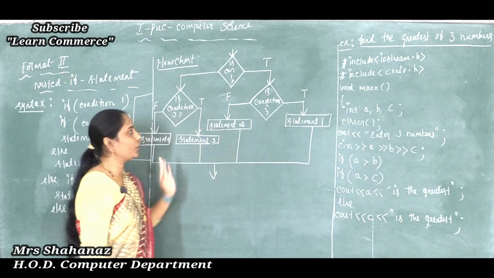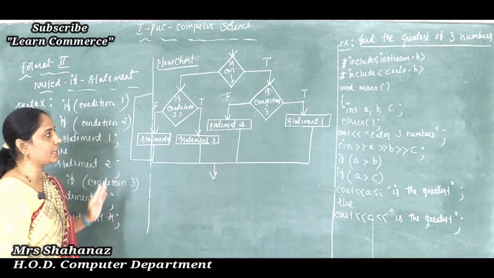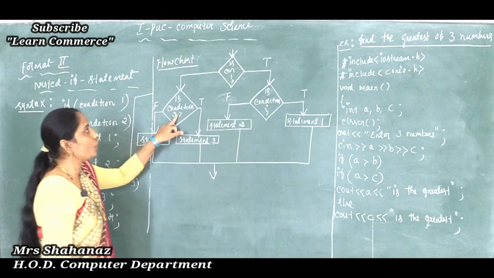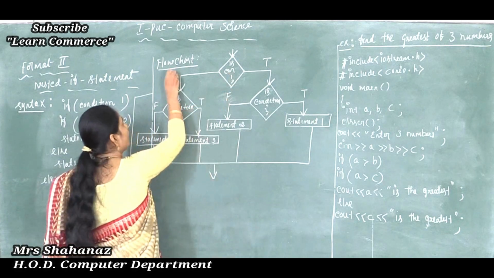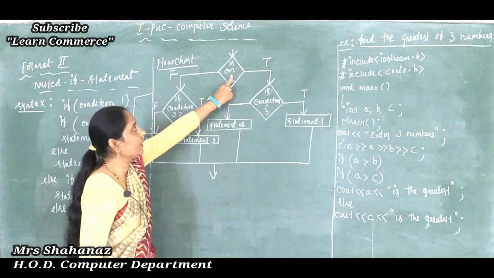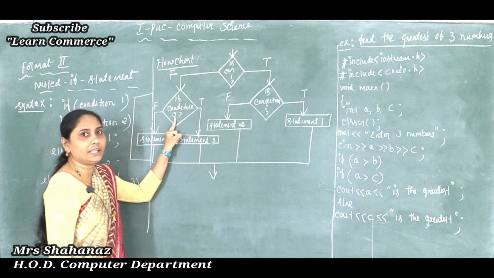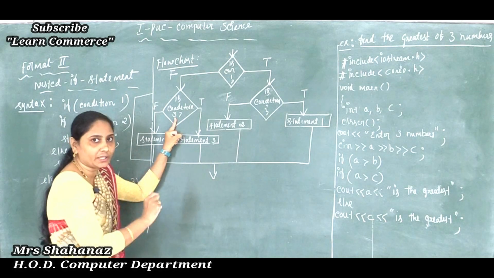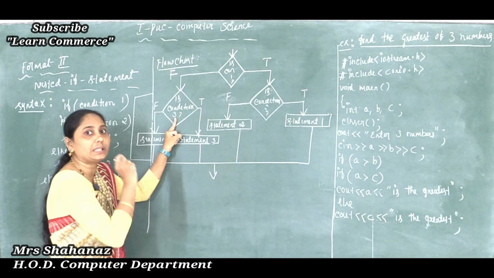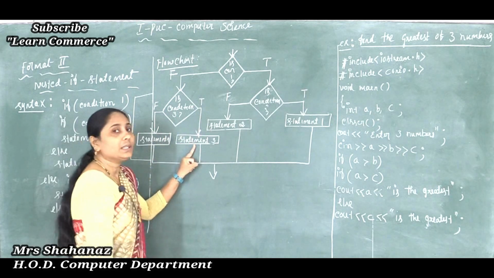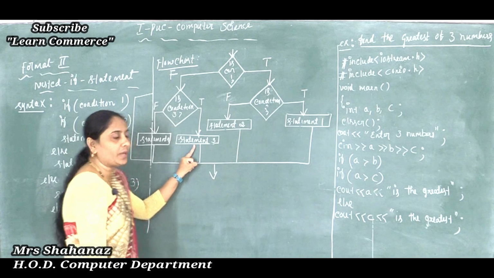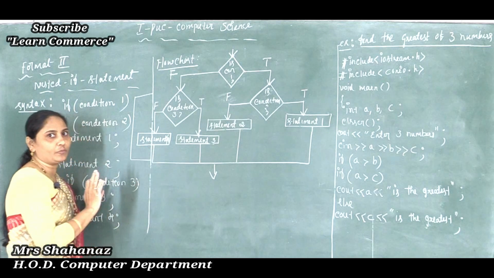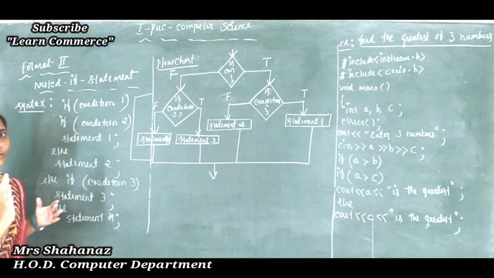Clear this point here? Okay, now we know statement 1 and statement 2. Now let's see when we are going to select condition 3. When condition 1 is false, clear this point here? When condition 1 is false, condition 3 is going to be selected and checked here. So if such condition 3 is true, then statement 3 is going to execute. Otherwise, statement 4 is going to execute. Clear this point here? No confusion now to anyone? How it is going to work here?